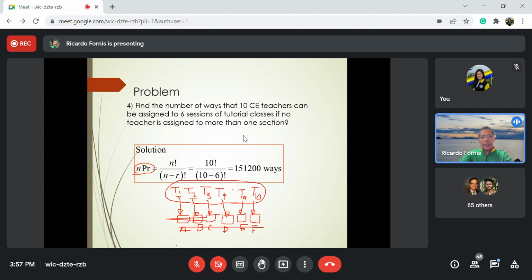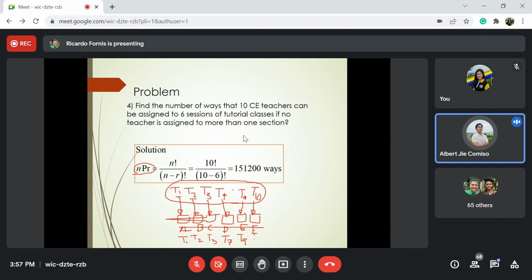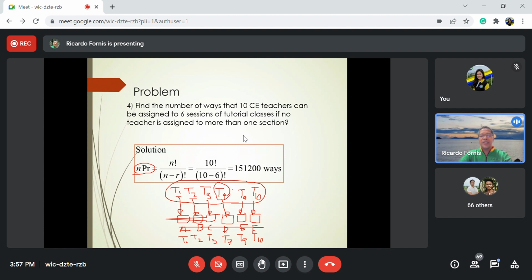Another possibility is teacher 1 here, teacher 2, teacher 3, but in D, it is teacher number 7. Oh, this is a different arrangement. We just change T4 to T7, and this is now different.